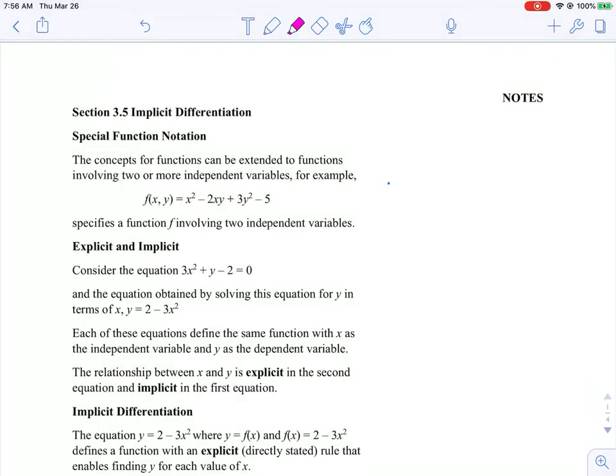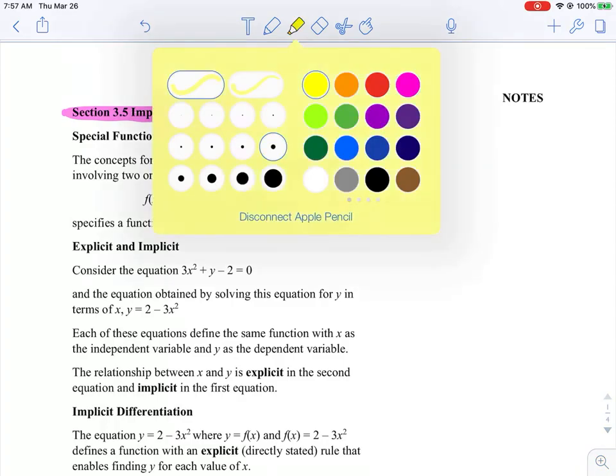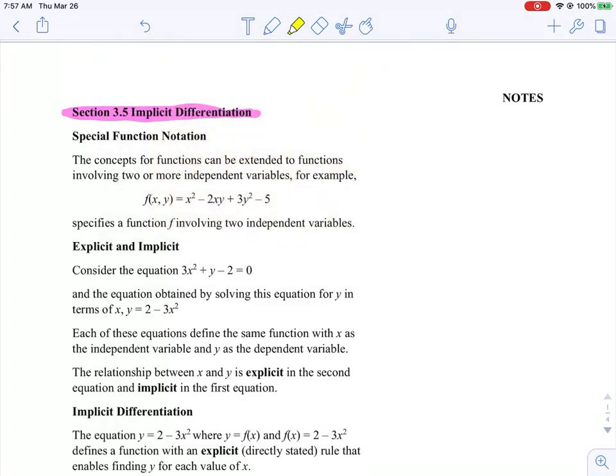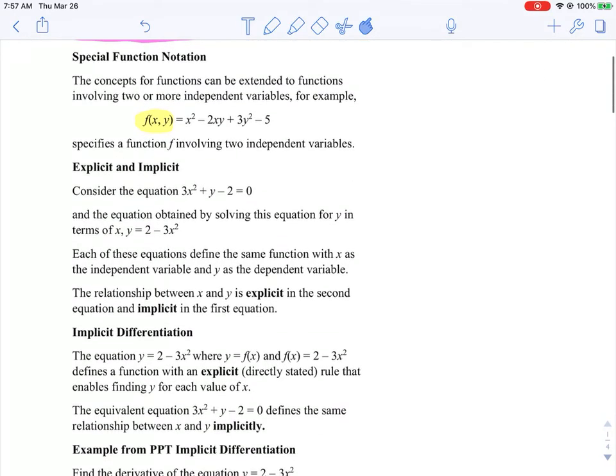Section 3.5, implicit differentiation. I'd like to just pretty much highlight this section. There's a lot going on here, a lot of explanation, so I'm going to try to make it as simple as possible. What we have here is some special function notation. Basically, we have two or more independent variables. So rather than just an f of x, we have an f of x, y, and we can differentiate with respect to one of those variables.